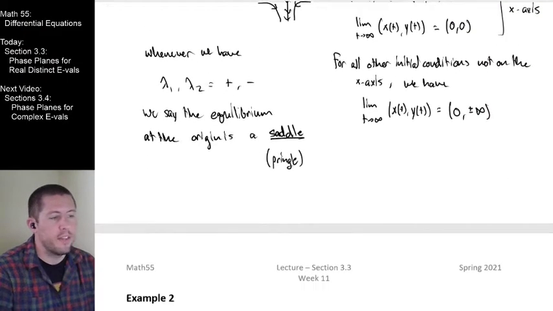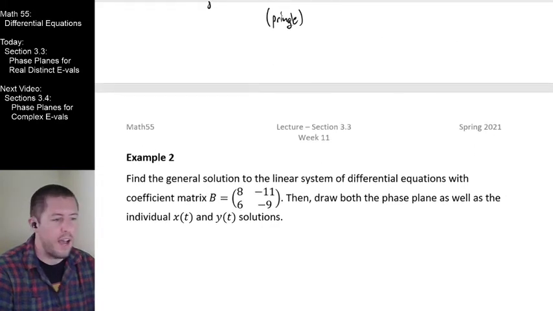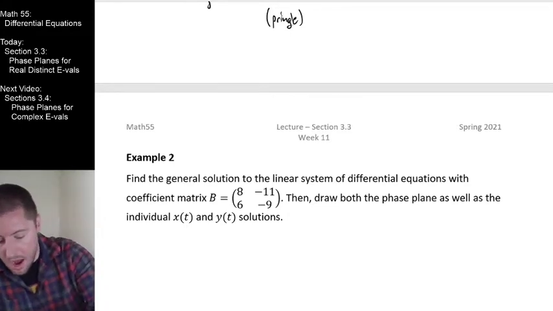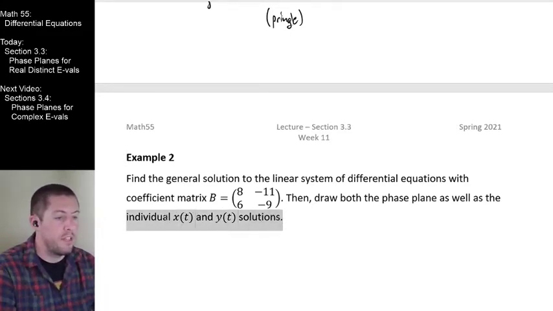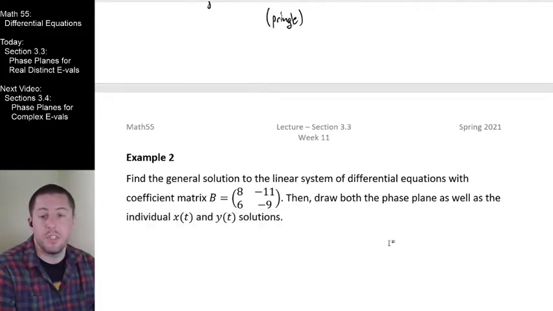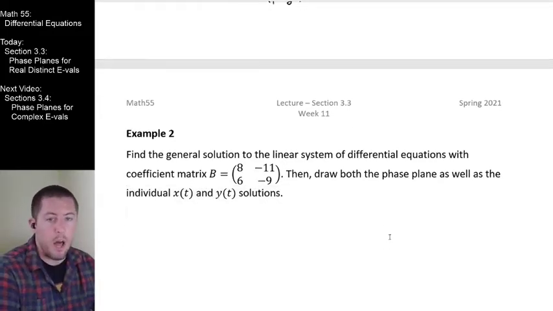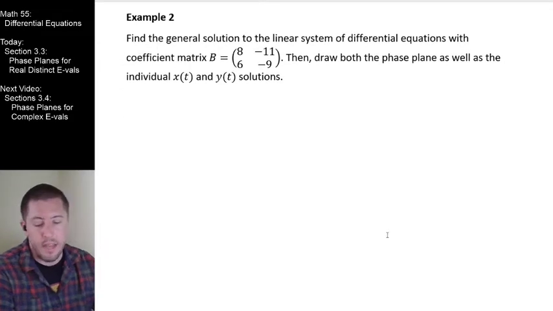So let's go ahead and look at a saddle situation that's not as easy to discuss as the previous one right here. And in particular, what I'm going to want to talk about with this one is how do we know what the individual x of t and y of t solutions are going to look like if we didn't have technology to help us out with this one right here. So let's go ahead and do example 2.